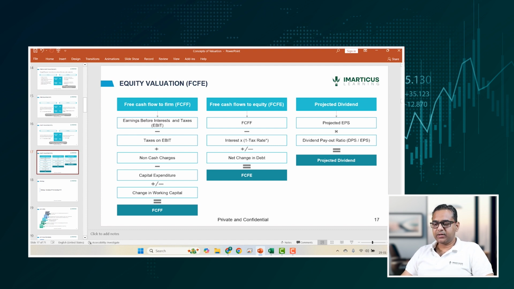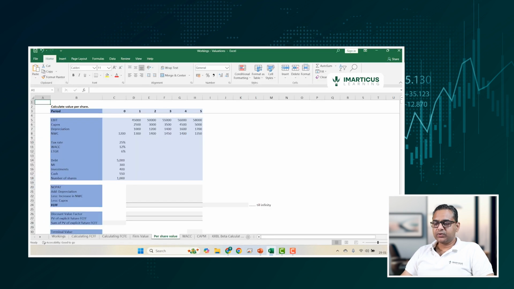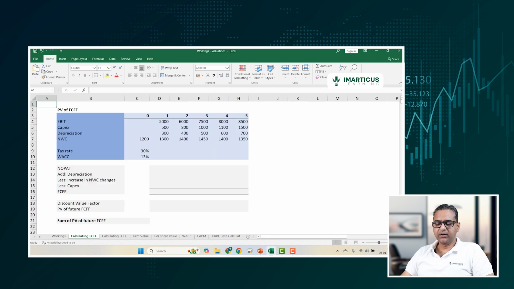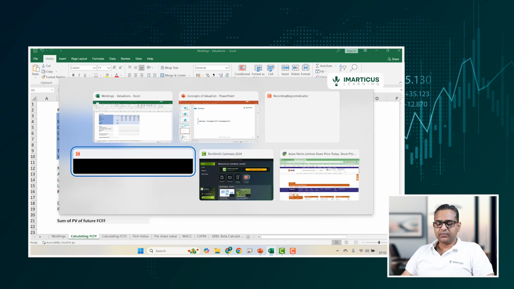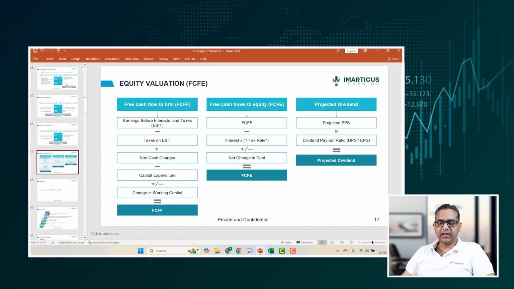Let's look at some workings. So we have discussed free cash flows to the firm and free cash flows to equity. So let's work on these examples to understand it better. We are given the data for a particular company for the next 5 years, and what we want to do is calculate free cash flows to the firm. So we will do it on the same lines as what we have discussed. From EBIT, we need to calculate FCFF and then find the present value of those future FCFF.